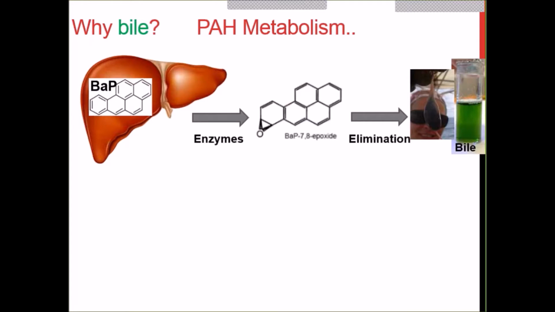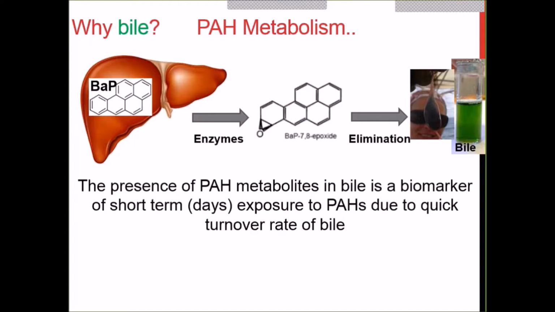And then as they're being eliminated, these metabolites are stored in the bile, which is stored in the organ, the gallbladder. And bile has a quick turnover rate. So the purpose of bile is to aid in digestion. So whenever you eat, whenever a fish eats, bile is moved from your gallbladder into your intestine to aid in the digestion of lipids. So this is our biomarker here, that when we have the presence of PAH metabolites in bile, that's a biomarker that a fish has been exposed to these compounds within the past few days, because again, bile has a quick turnover rate.